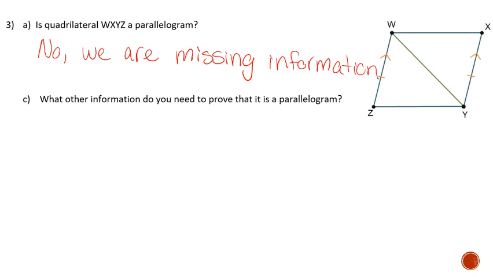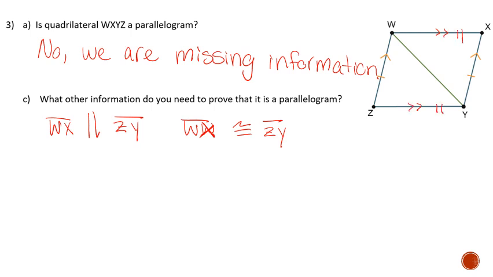In order for this to be a parallelogram, we would need to know that WX is parallel to ZY, and we would need to know that WX is congruent to ZY. So we need to know parallel, and we would need to know congruency in order to prove that this is a parallelogram.